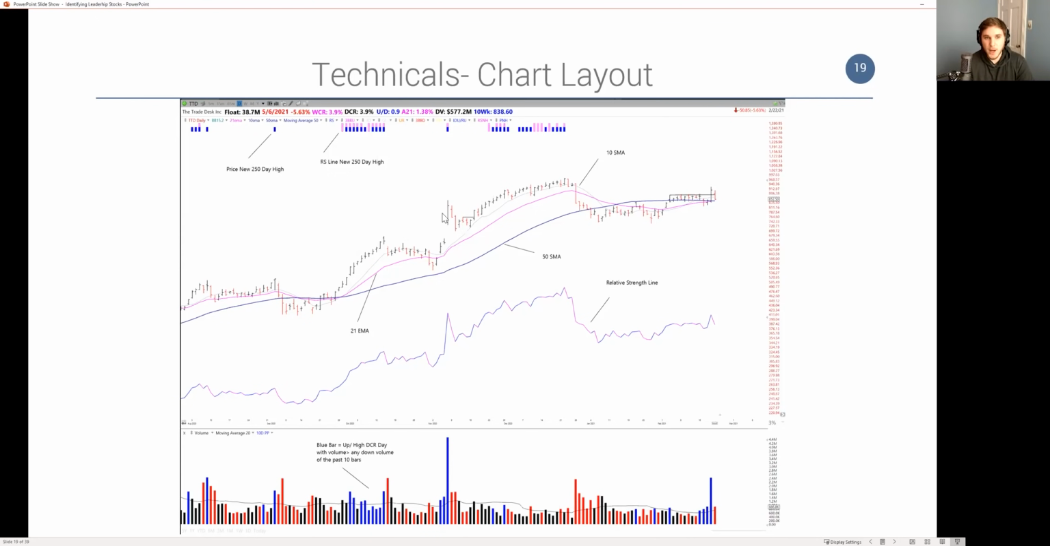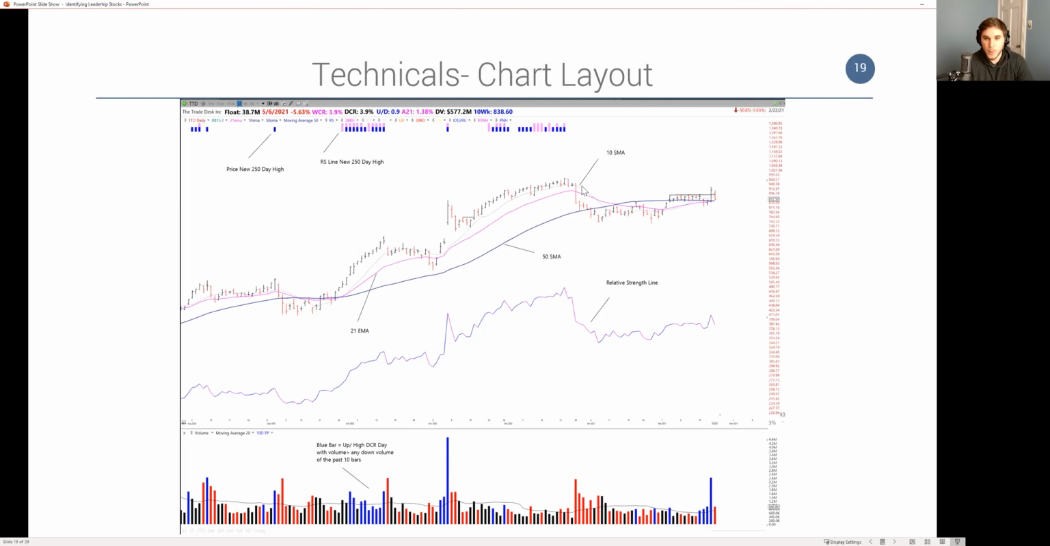First of all, I use TC2000. There are definitely variations here that you can set up in TradingView, StockCharts. I'll have a link to the TraderLion layouts later on in the video, but this is what I use. Up here, you'll see some blue histograms pop up if it's a price new 250-day high, and you'll see a pink histogram if it's an RS line new 250-day high.